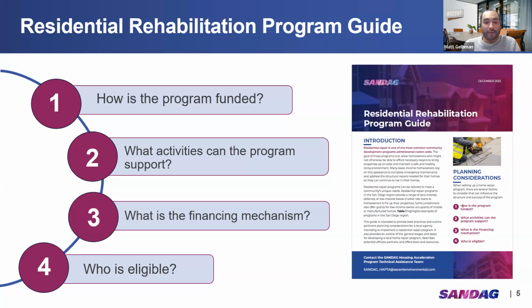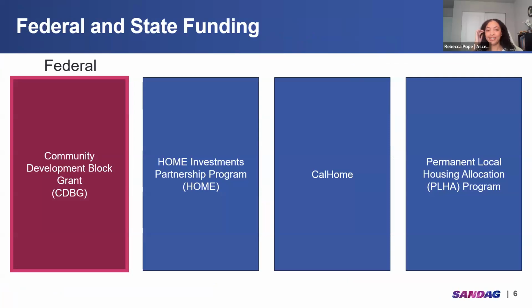And I will turn it over to Rebecca, who's going to provide an overview of funding sources from the federal government and state government for rehabilitation programs. Thank you, Matt. Yeah. So it's typical for communities to use federal and state funds to support these types of programs. The most frequently used funds are the Community Development Block Grant Program, or CDBG, and the HOME Investment Partnership Program, or HOME. I'm assuming many of you are likely familiar with these programs displayed, so I'm going to keep it a little bit brief in this overview.